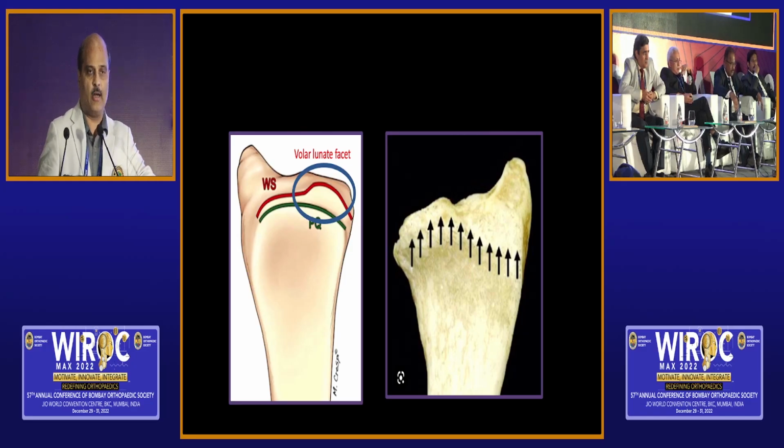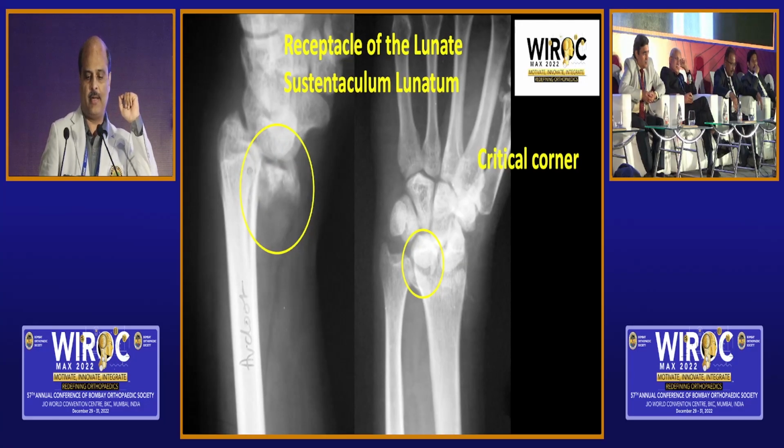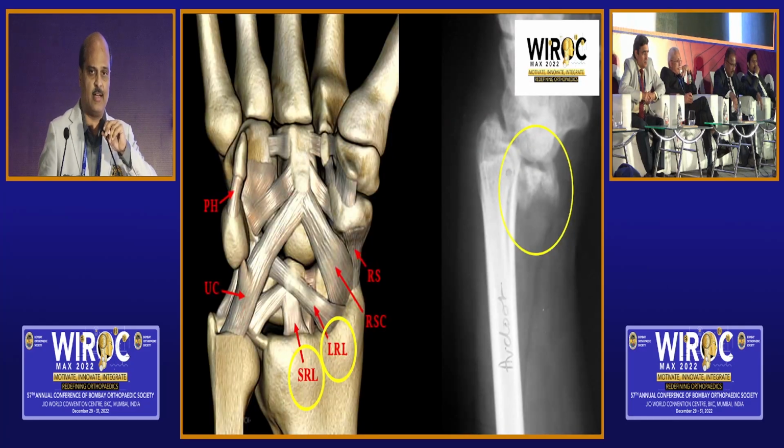This is the volar lunate fragment. You know, it's a very small piece of the ulnar side of the distal end radius. The green line is the insertion of the pronator quadratus, and then you have the watershed line. And then a very small area, but that is the receptacle of the lunate or sustentaculum lunatum, which is a very critical corner. So when you're analyzing an X-ray, please pay special attention to this, because if missed, the result can be catastrophic. This is the attachment of the short radiolunate ligament which holds the carpus there. And that's the fragment there which you can see in the lateral view.